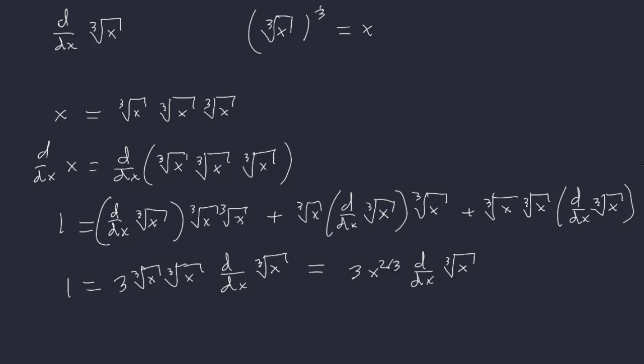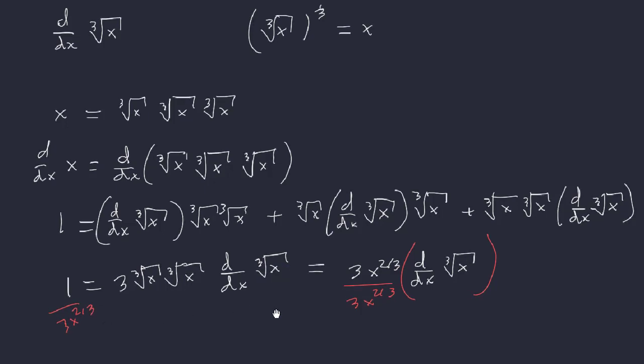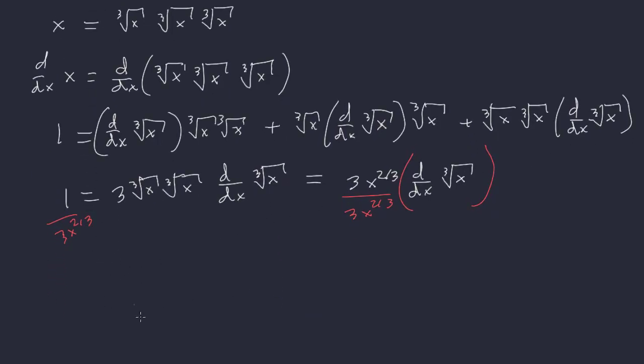Okay? Once again, now I'll just solve for this by dividing by the 3x to the 2/3. Okay? So, finally, putting all this together, the derivative with respect to x of the cubed root of x, which is also known as x to the 1/3, is 1 over 3 times x to the 2/3, which is 1/3 x to the negative 2/3.